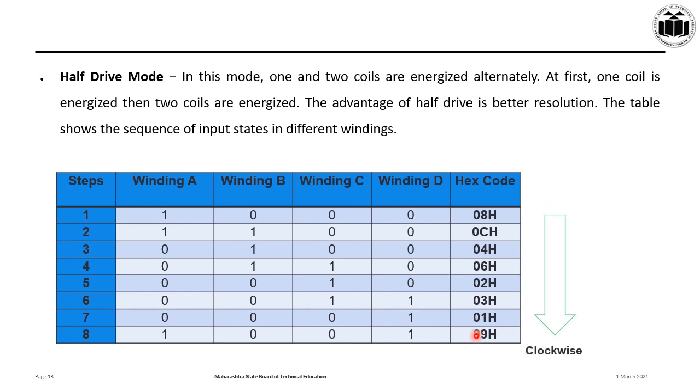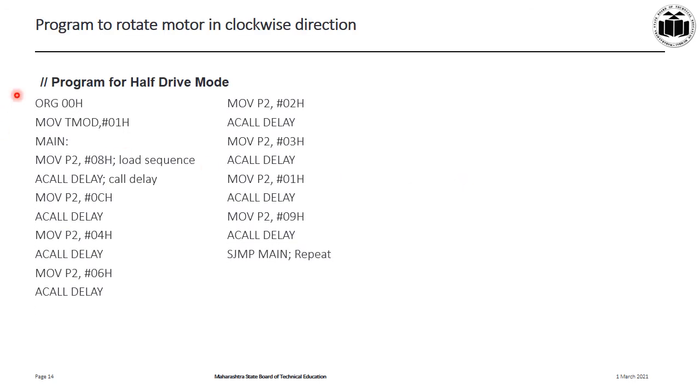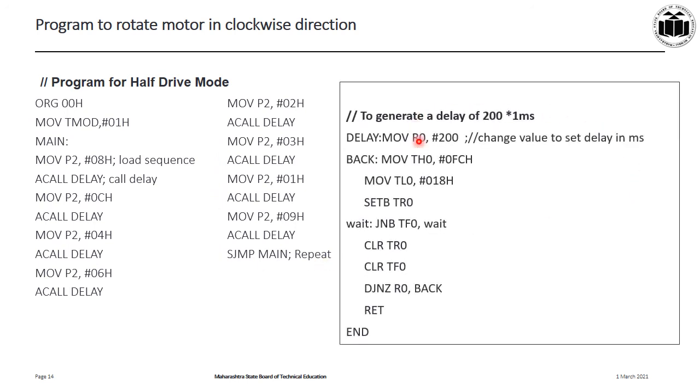The program is for clockwise. You will use the sequence in this order. For counterclockwise, the sequence needs to be reversed. Program for half drive mode can be seen. It is similar to program in full drive mode. Only thing is, instead of 4 sequences, we are having 8 sequences, and they are separated by delays. And this is the program to generate the delay. Setting the value of delay will change the speed of the motor.